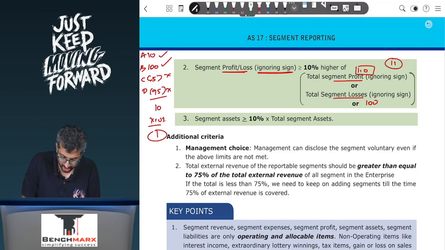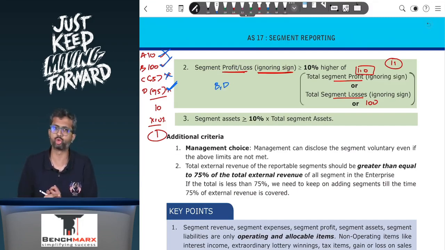So A over here will not be reportable. B will be reportable because it has a profit. C will not be reportable because it has a loss, but it is less than 5, so it's a small loss. And D will be reportable. So segments B and D will be reportable. These are my important segments, and everything else will show in others.